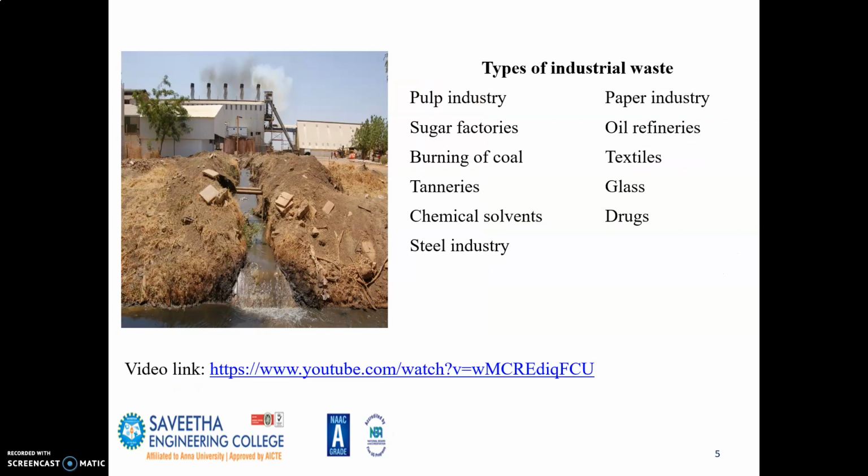Other types of industrial waste come from the pulp industry, sugar factories, burning of coal, tanneries, chemical solvents, steel industry, paper, oil, textile, glass, and drugs. Apart from that, a lot of industries are there: chemical industries, drug-oriented industries, steel industries, and iron industries.